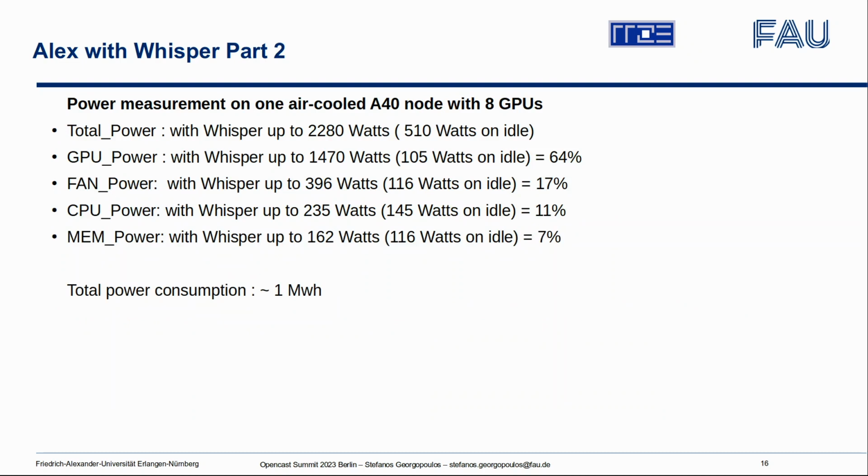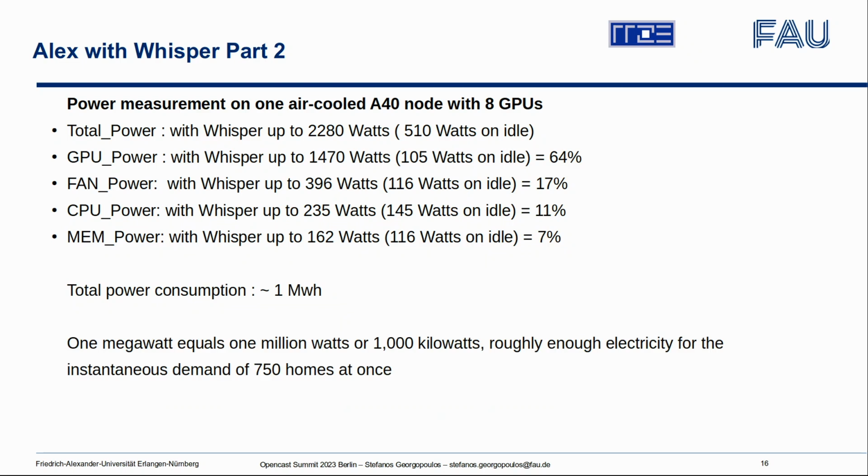This is the power measurement at a time for a node, 2,000 watts total power. The GPU was measured at 1,470 watts, 65%, 64%. And we also have fan power, CPU power, and memory power measured. For the whole process, it consumed 1 megawatt hour. And if you are wondering how much it is, according to Google, it will power 7,750 homes at once.